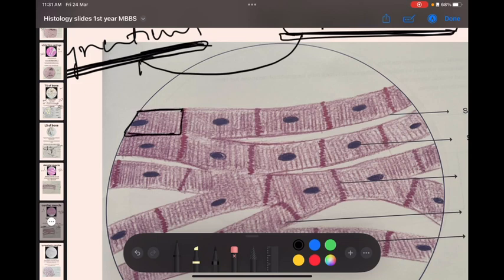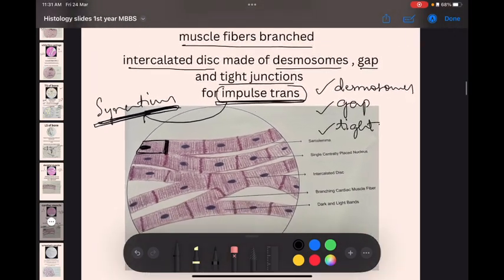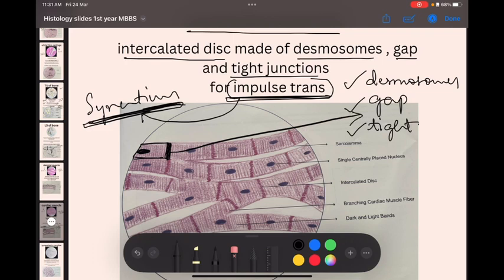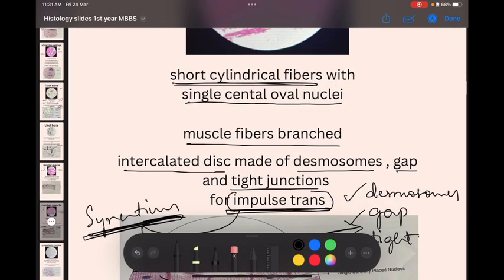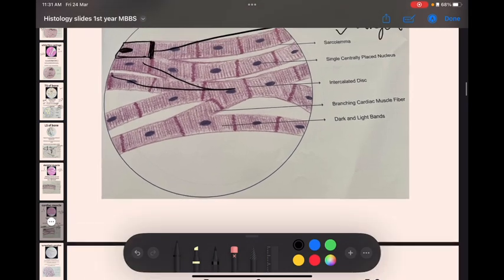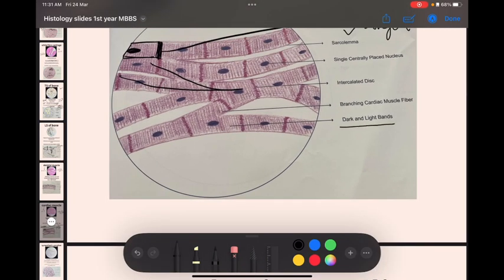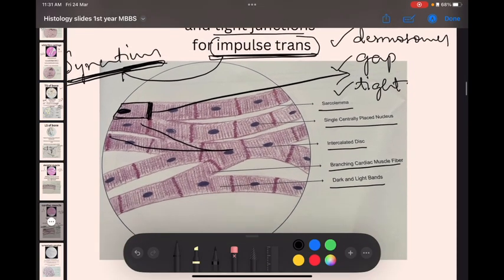Short cylindrical muscle fiber containing a central oval nucleus, contains intercalated discs made up of gap junctions, tight junctions, and desmosomes, right? And they are branched. That's all, I think. Dark and light bands are seen again. Branching pattern, intercalated disc, single central oval nucleus, sarcolemma. Done.